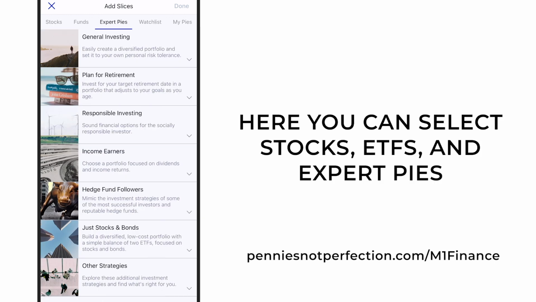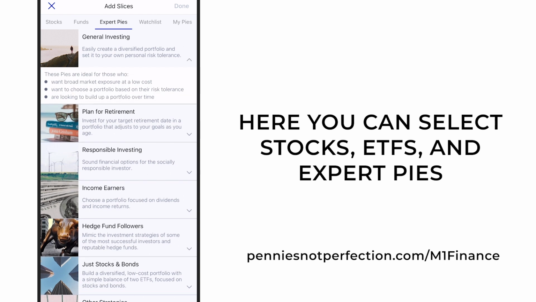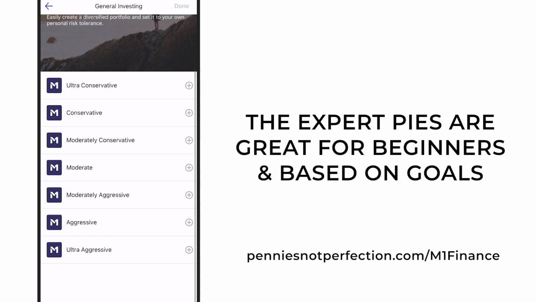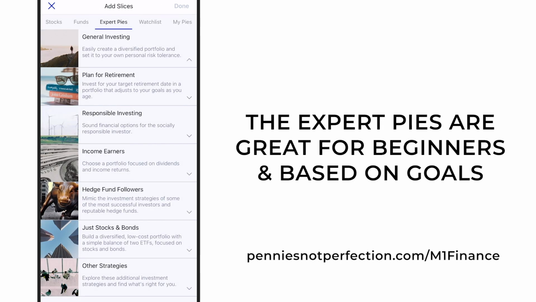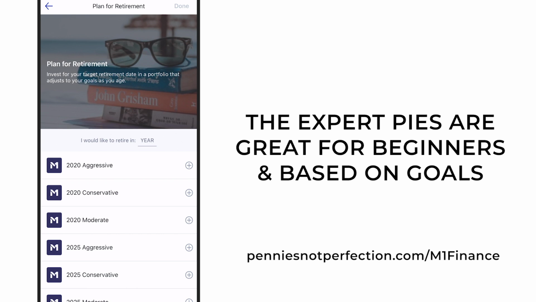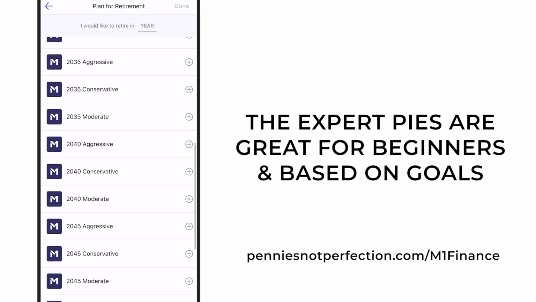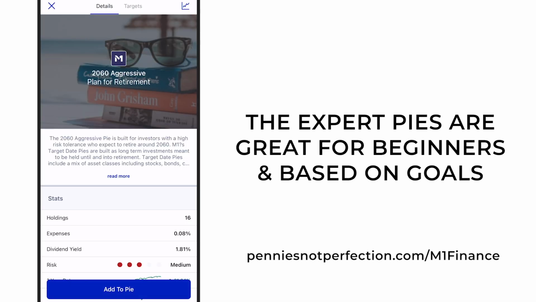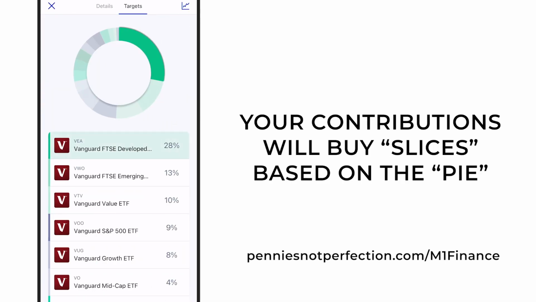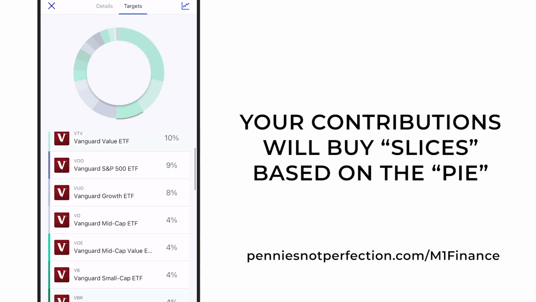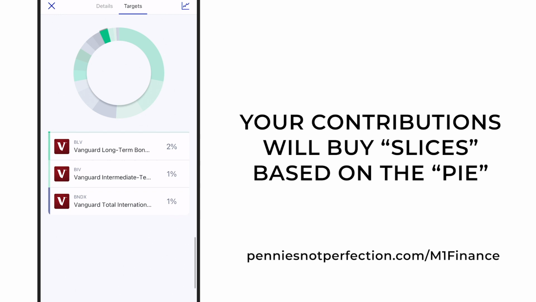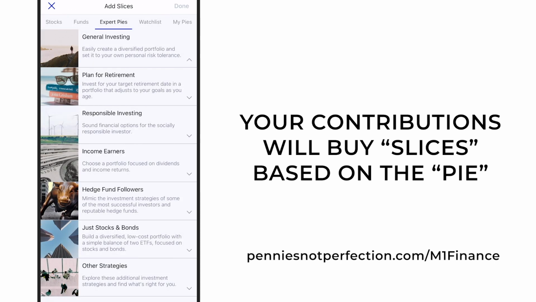So this is a section where you can pick things that match your goals for your M1 Finance account. If you're doing general investing, you can click through and pick a portfolio based on your type of investing. If you're more aggressive, more conservative, or more moderate. Then they also have plans for retirement. If you're doing a Roth IRA at M1 Finance, you can choose one of these. Then when you click into any of these expert pies, you can see what funds or what stocks actually make up each pie and the amount that is allocated toward each stock.